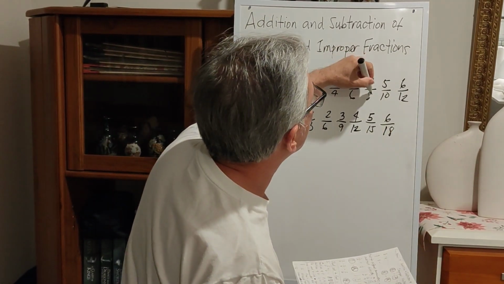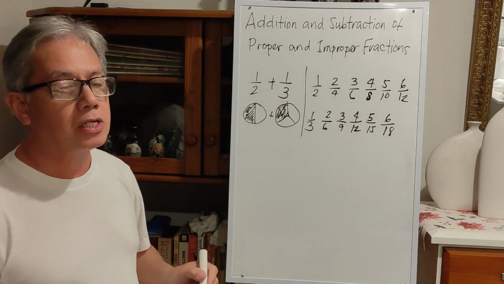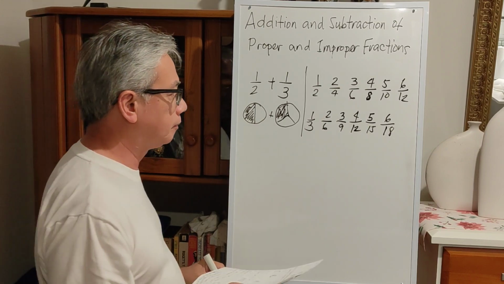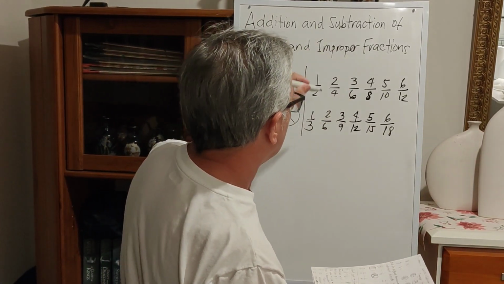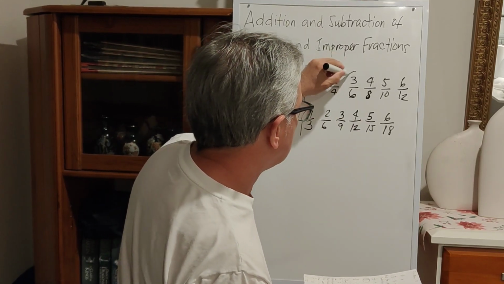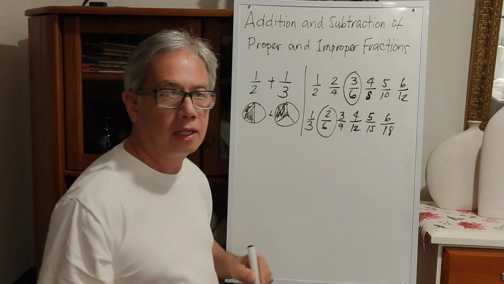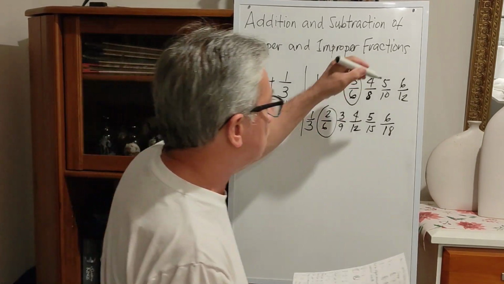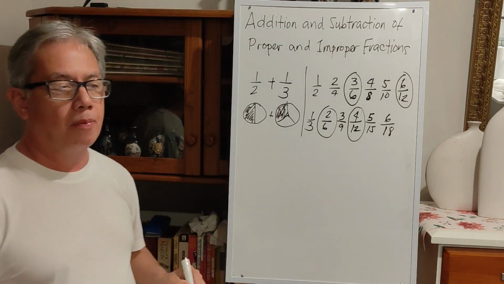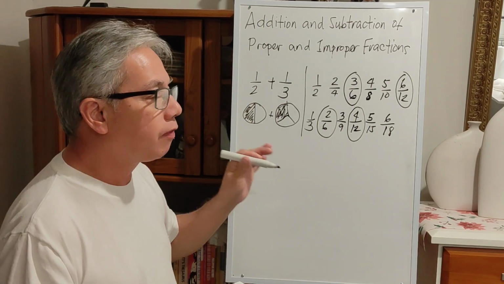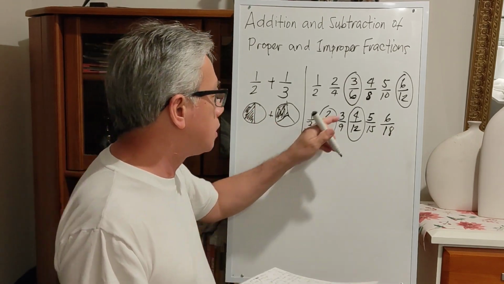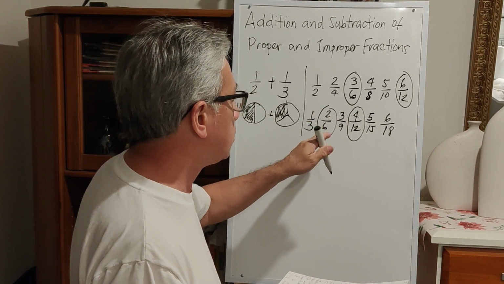Now we will see which fractions will have the same denominator. So if we look here, they have the same denominator, 3 over 6 and 2 over 6. Also, this 6 over 12 has the same denominator as 4 over 12. But we would prefer fractions that have the lowest denominator.